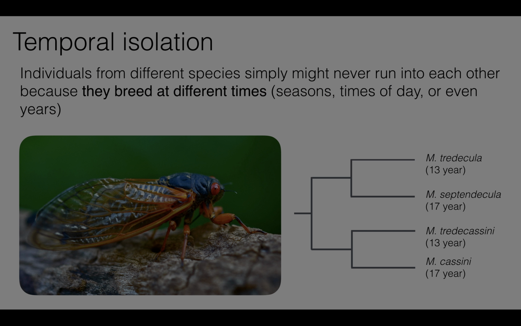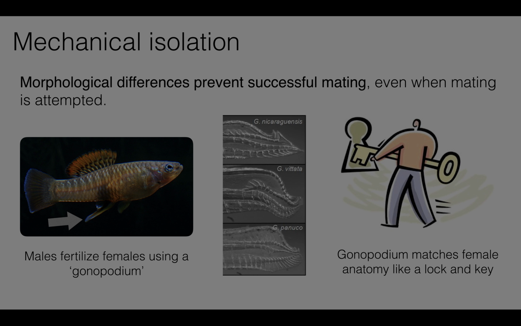Some other ones that are really important in other situations, but that probably don't apply here, are temporal isolation. This is when populations or different species might not ever run into each other because they breed at different times. They might breed at different seasons, different times of day, or even in different years, like these periodical cicadas, which emerge either every 13 years or every 17 years to mate. And so if you're on a different time schedule, you might not ever run into each other. In this case with these fish, that's not an issue, but it is an issue in many other populations.